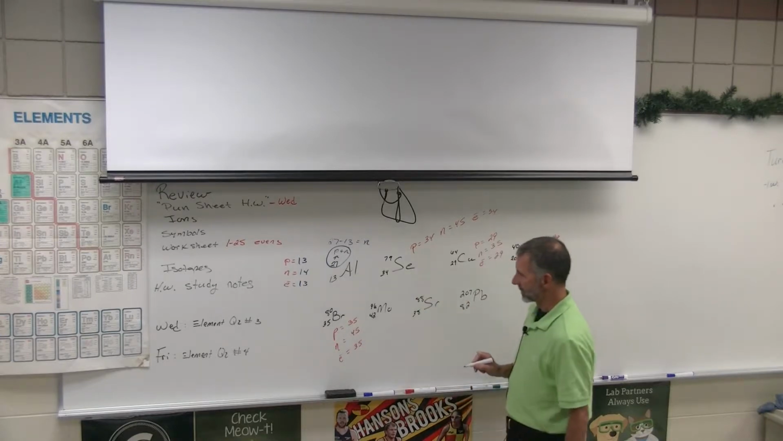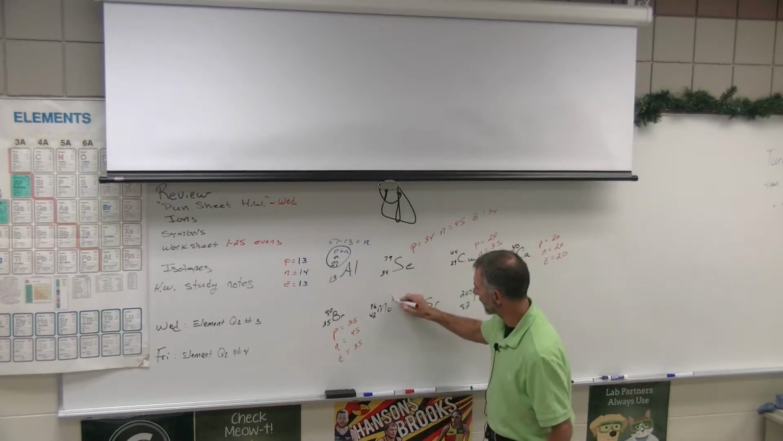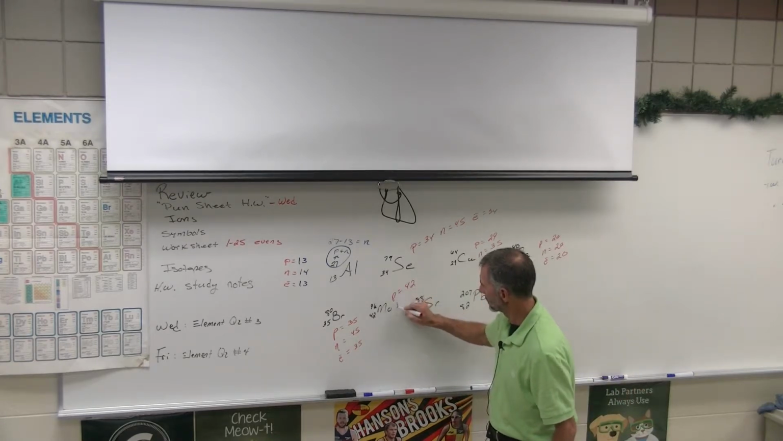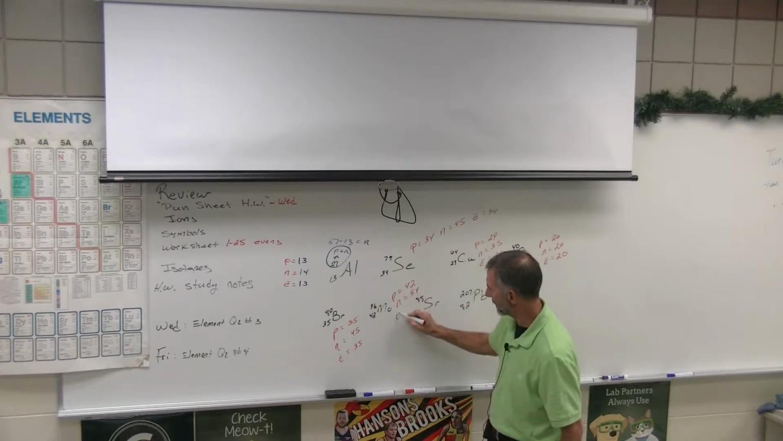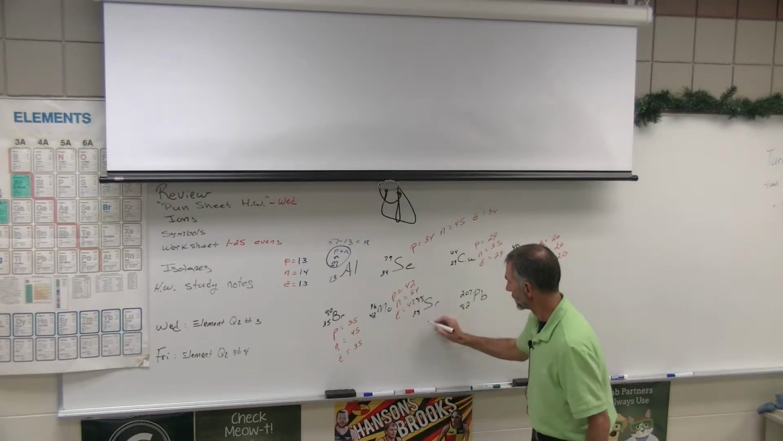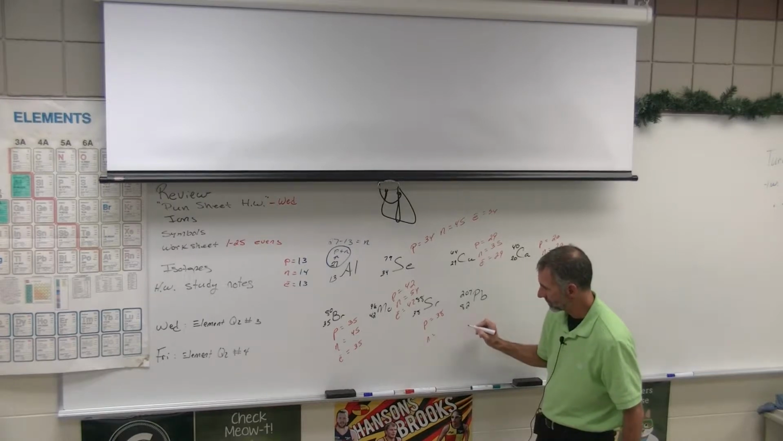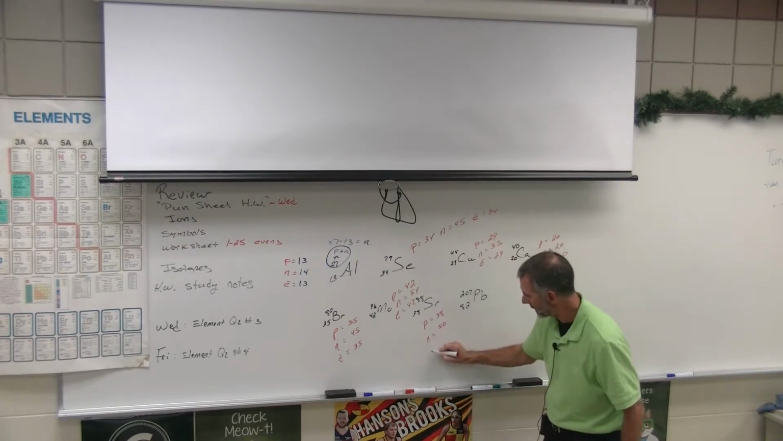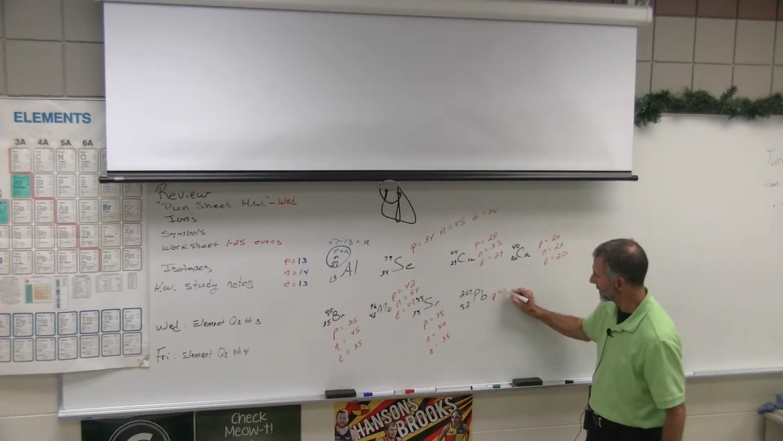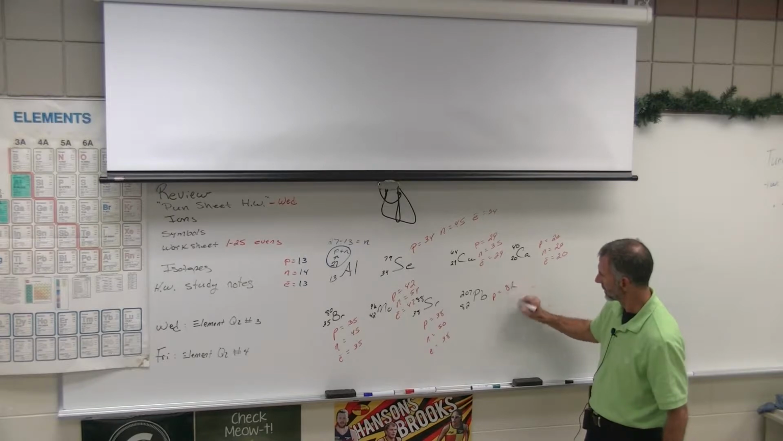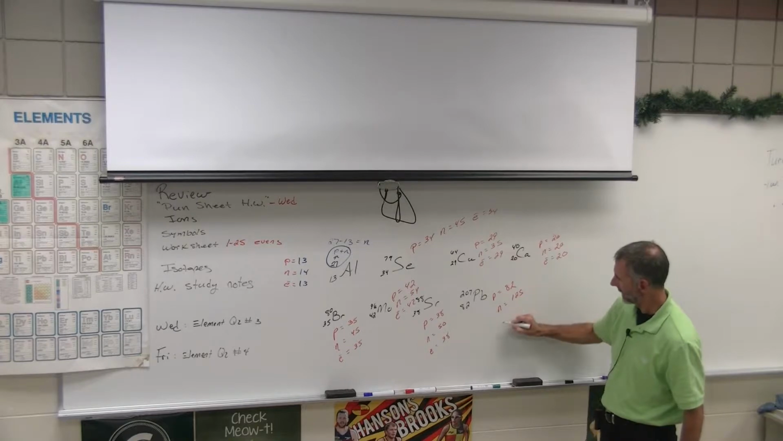Am I going too fast? We're okay? All right. Molybdenum, protons, neutrons. For a little mental math, electrons, 42. Strontium, protons, neutrons, 50, and electrons, 38. Lead, protons, neutrons, and electrons.